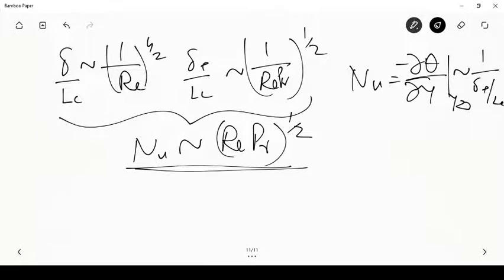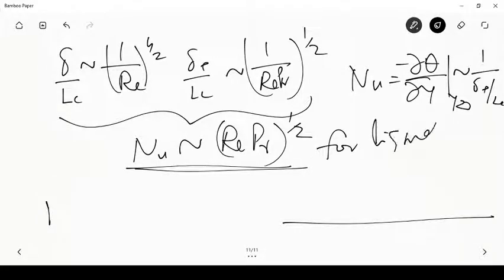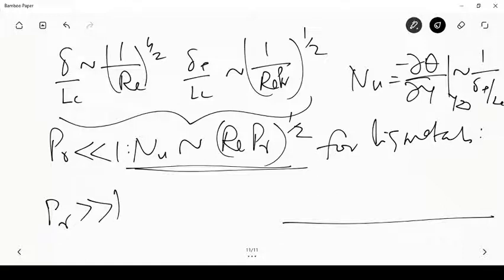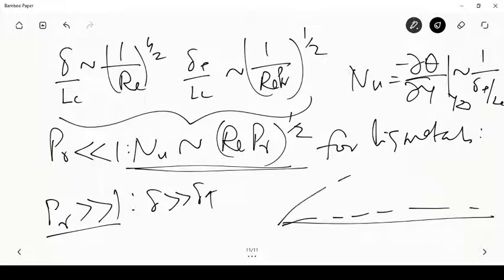Okay, and similarly, when I look at the case of large Prandtl number, then what happens? This is for liquid metals, that is Prandtl number much less than 1. Okay, when Prandtl number is much greater than 1, what happens? Delta is much greater than delta t, so you have a small delta t here and a very thick delta.